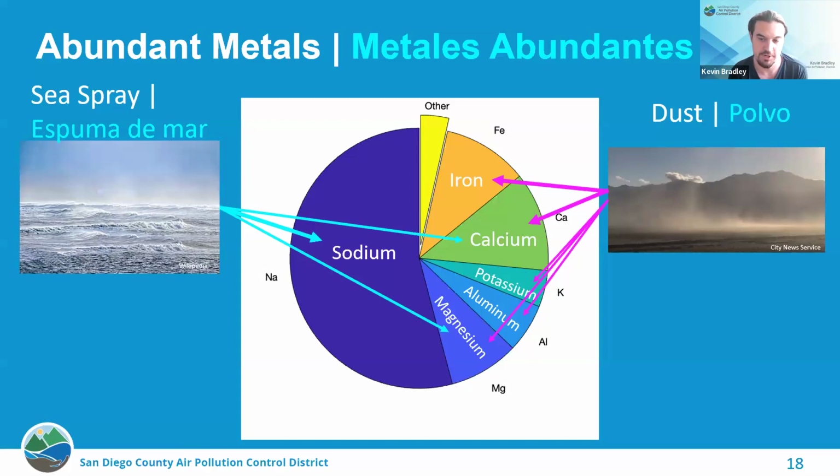But I do want to draw your attention to that little yellow wedge, which is our other category. That represents about 4% of all of the metals that we monitor. So it's actually a pretty small sliver. But that's where you're going to get those tier 1 and tier 2 metals that are going to be a little bit more of concern as far as health effects and whatnot. So if we can go to the next slide.